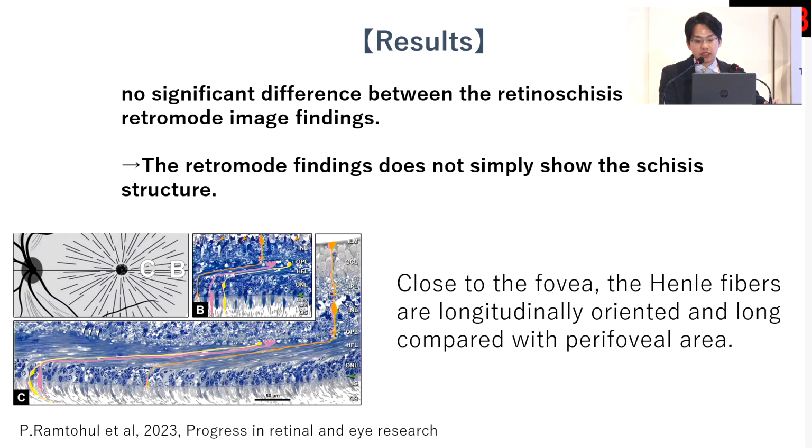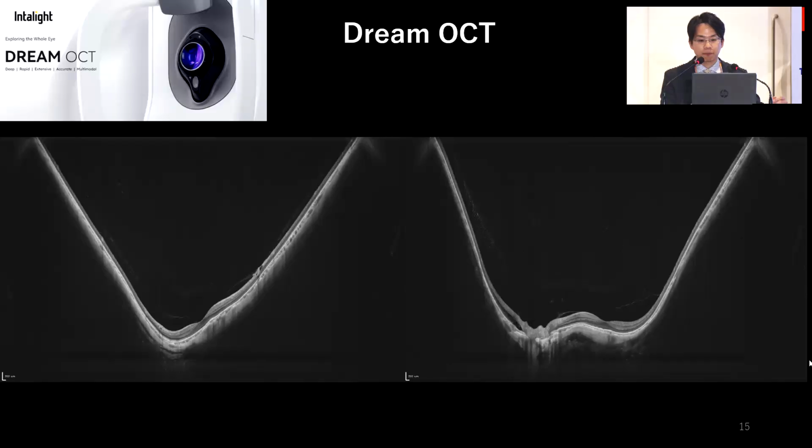The retromode findings do not simply show the schisis structure. However, retromode findings, especially the difference of macular striae and dots near the macula, could have great implications for surgical intervention. The difference between the 2 could occur due to the Henle fiber layer.